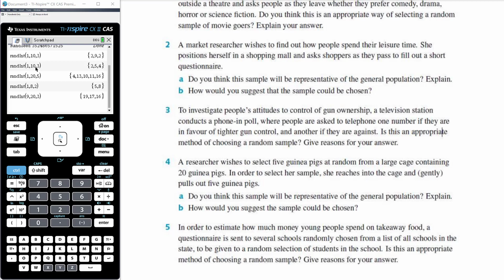Part B, how would you suggest the sample would be chosen? I would say that the answer to this is almost always allocate each member of the population with a number and use a random number generator to generate the sample.